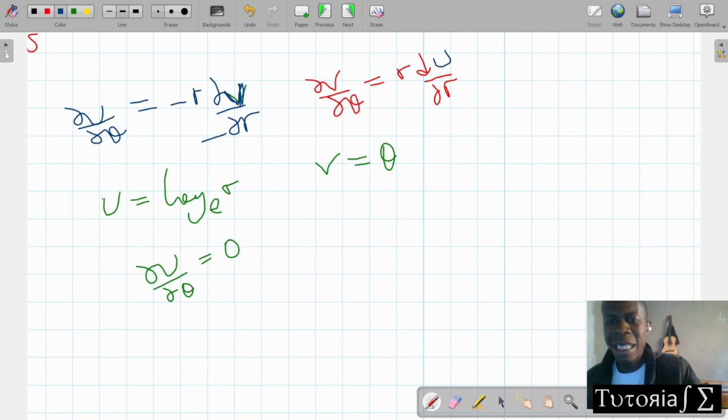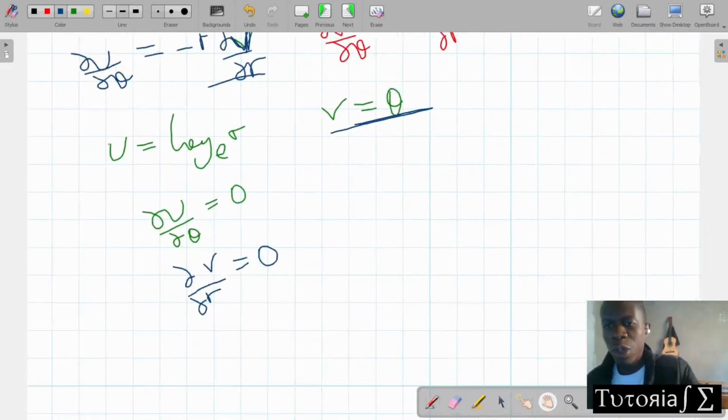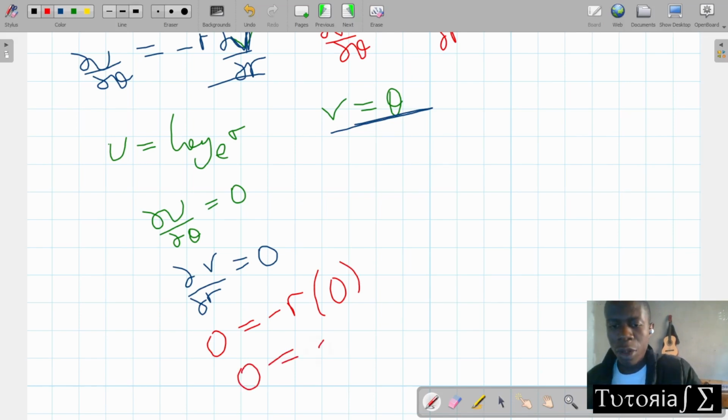Do we have dv/dr? Do we have any r in v? So dv/dr is also equal to 0. So meaning that the first equation, where there is du/dθ, we put 0, equal to negative r, where there is dv/dr, we also put 0. So we have 0 equal to negative r times 0, and we have 0 being equal to 0. The first part has been satisfied.